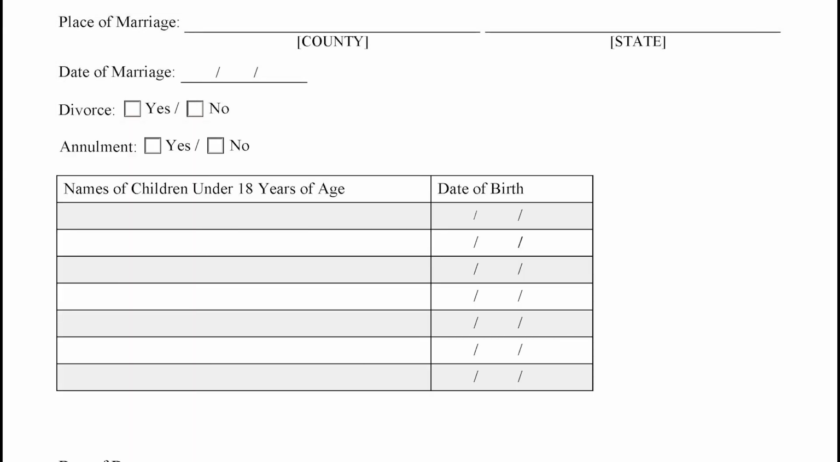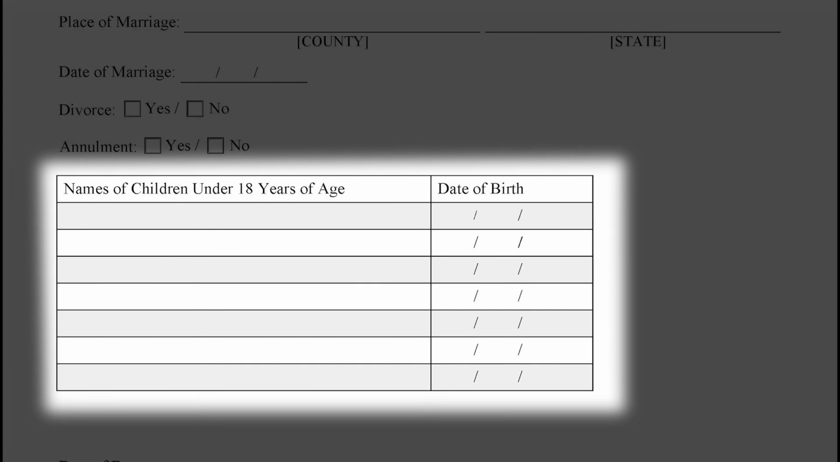The other section of the form leaves a space to add all of the children that were born of the marriage. Put the child's full name and their date of birth.